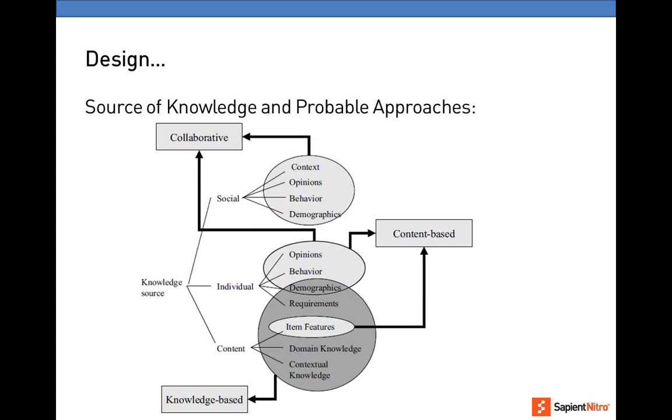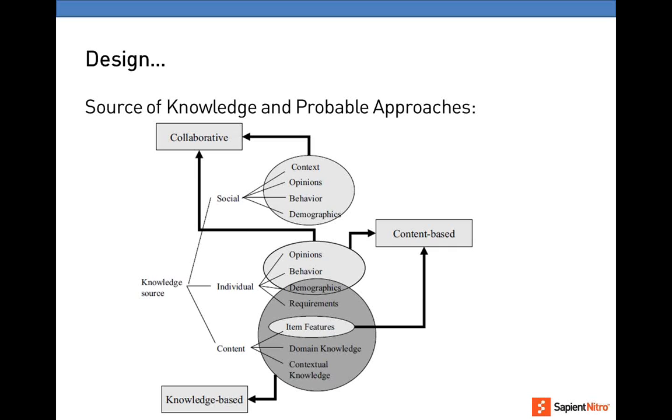So we have a context of season here. So on the basis of context of seasons, we can say that your suggestion or recommendation will change on the basis of context. So context can be available as one of your inputs. Opinions can be behavior and demographics. So if we have these inputs, then definitely we can go for a collaborative type of recommendation system.